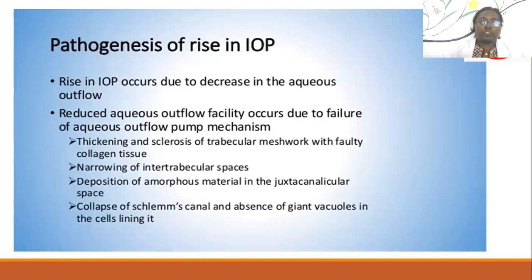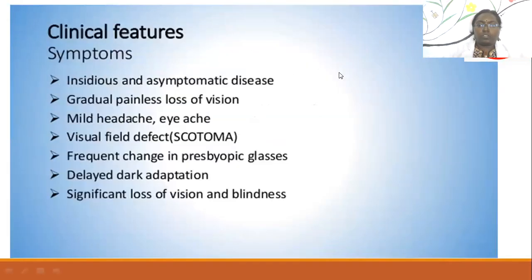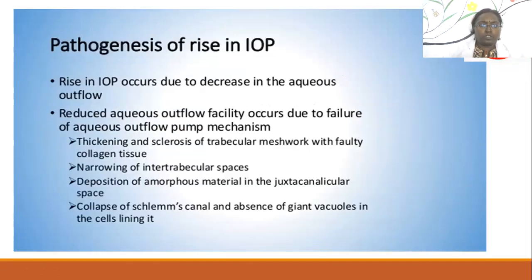So the pathogenesis. Pathogenesis includes the aqueous outflow. There can be decrease in aqueous outflow or increase in aqueous humor production. The aqueous humor outflow goes from trabecular meshwork to episcleral vein. So increased resistance in the episcleral vein can cause rise in IOP, intraocular pressure.